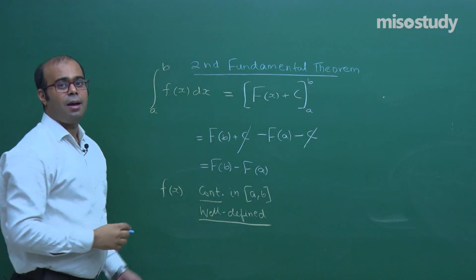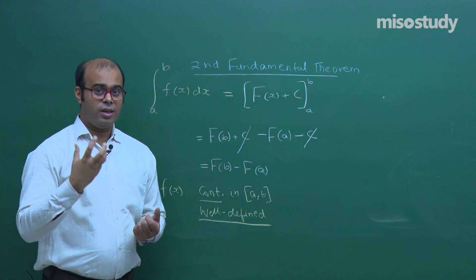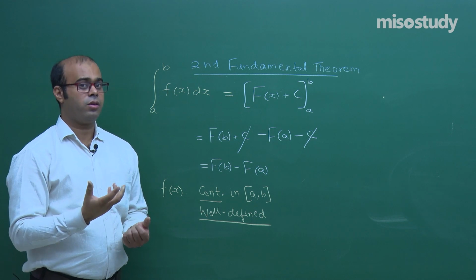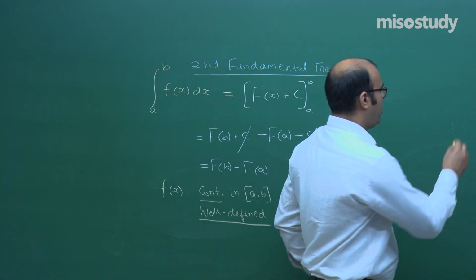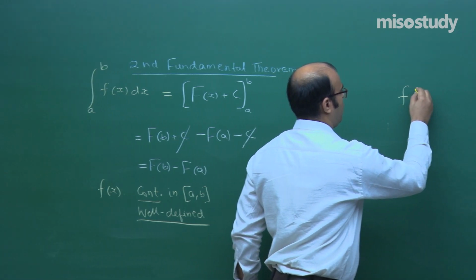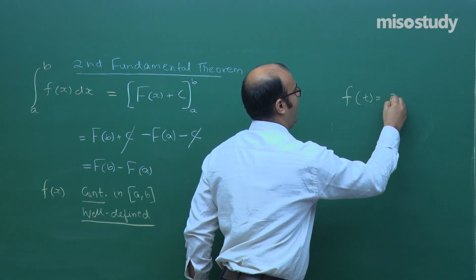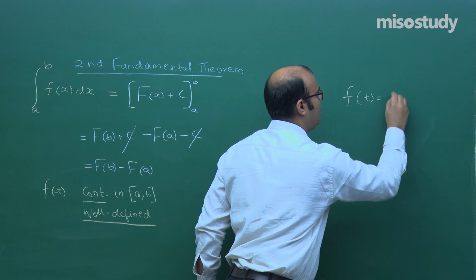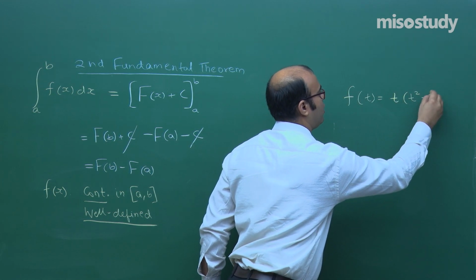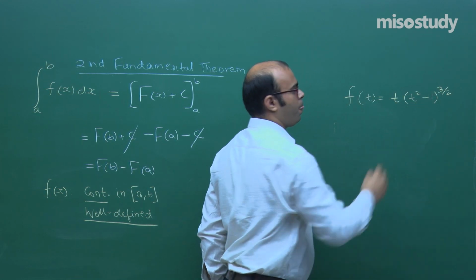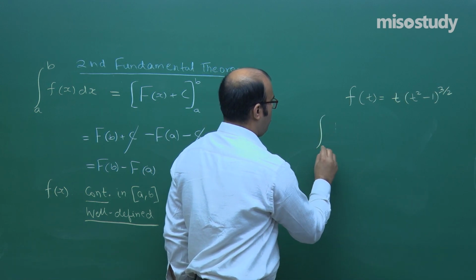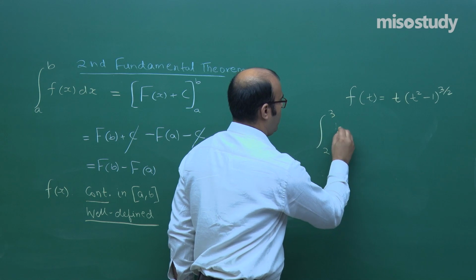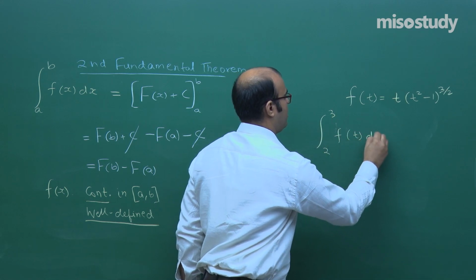So let us take an example. Then you have to guess whether we can find it or we cannot find it. So I am taking a function, let us suppose f of t is equal to t square minus 1 to the power 3 by 2, right. Now what I am doing, I am integrating this from 2 to 3, ft dt.